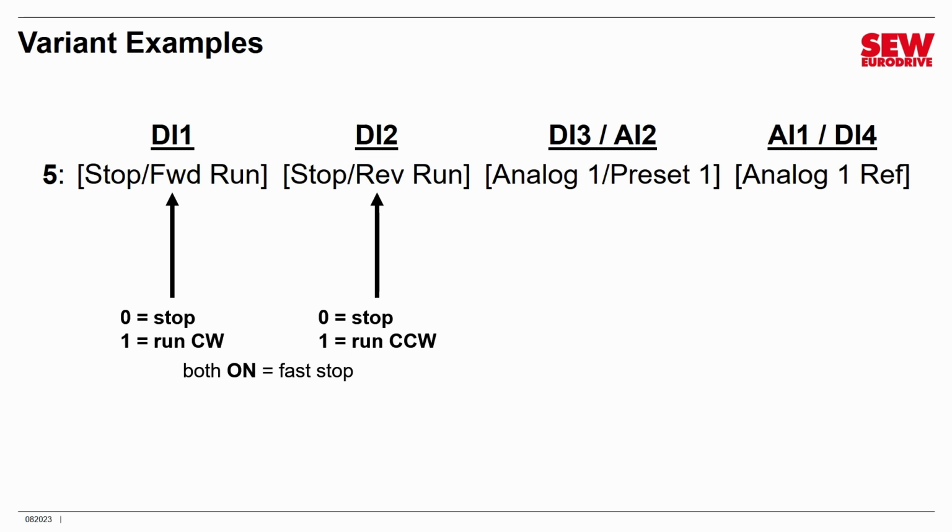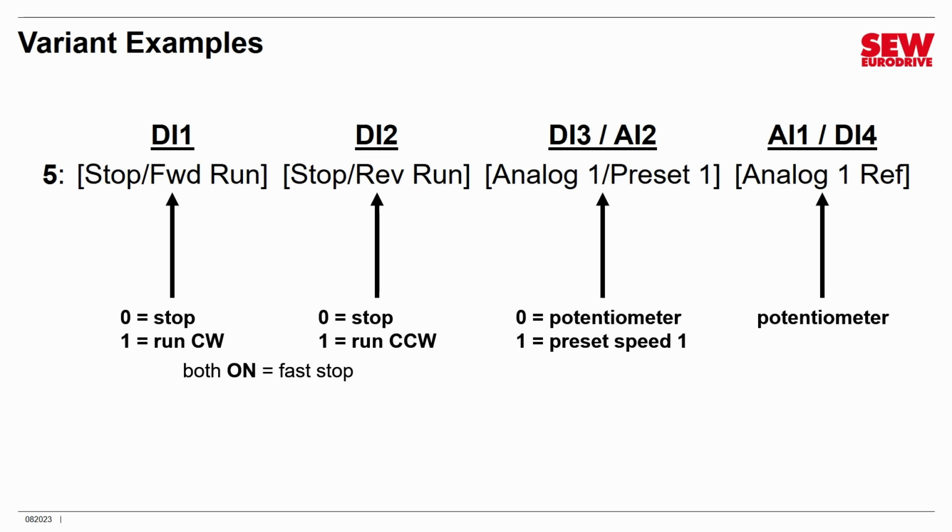Digital input 3 selects between either a potentiometer speed control or a fixed preset, preset number 1. Analog input 1, digital input 4 is the potentiometer. Let's see how some of these combinations play out.